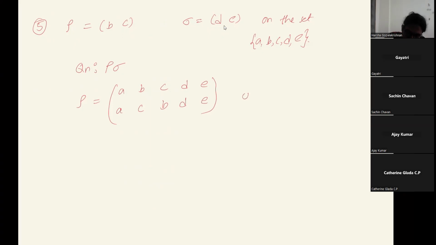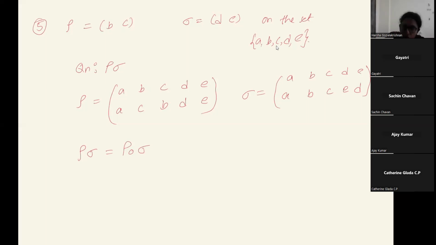Now, what is sigma? Sigma means A, B, C, D, E. Under sigma, to where is A mapped? A is mapped to A, B to B, C to C, D to E and E to D. Clear. Now the question is rho sigma. Rho sigma is the same as rho composite sigma.